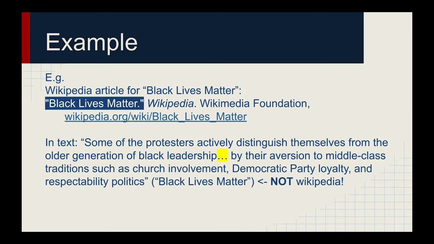Here's an example of a Wikipedia article for the Black Lives Matter movement. In the Works Cited page, you start with the title of the article, Black Lives Matter, so in the text, the quote would look like this. Some of the protesters actively distinguish themselves from the older generation of black leadership by their aversion to middle-class traditions such as church involvement, Democratic Party loyalty, and respectability politics.